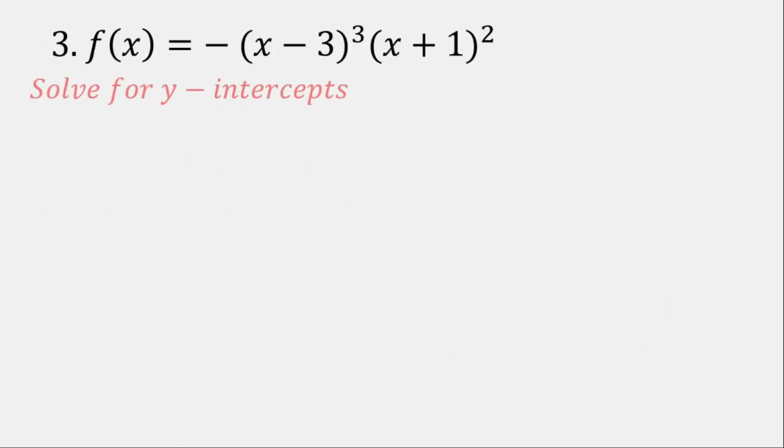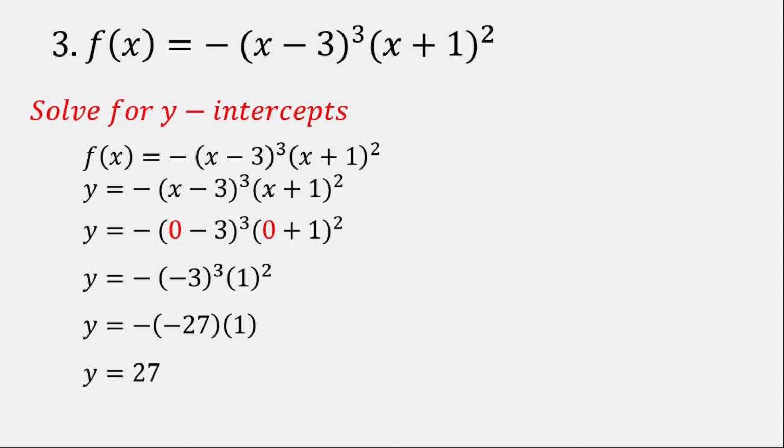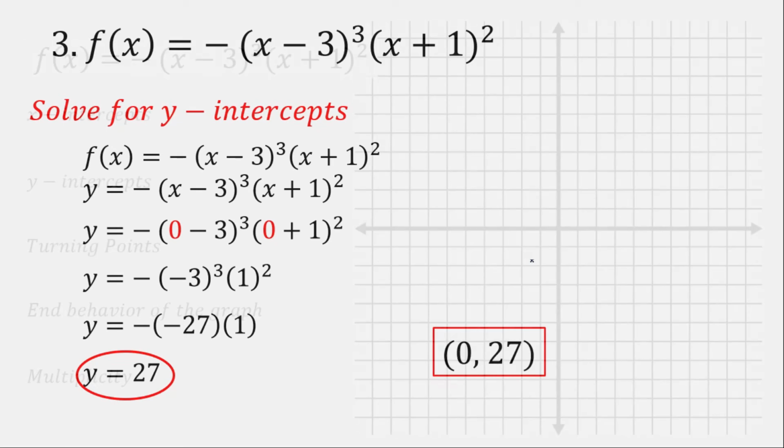Now for the y-intercept, all we need to do is to set x to 0. Then negative 3 raised to 3 is negative 27. 1 raised to 2 is 1. And you get this as 27. Then our y-intercept is 0, 27.